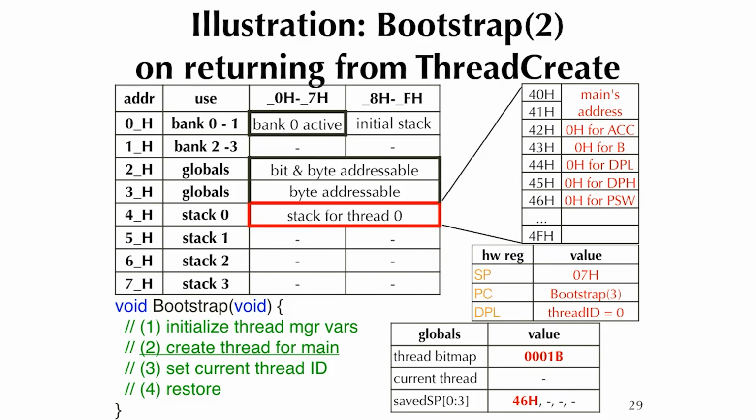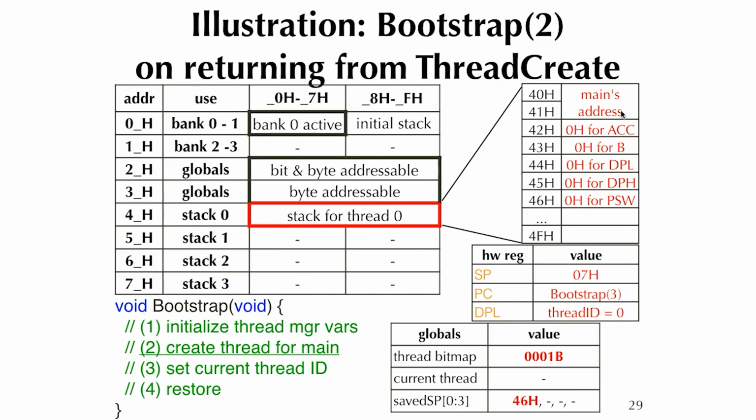So then, inside create thread, what does it have to do? Well, it needs to set up the context. Create thread is using this initial stack. But what do we have to do? We need to put the initial values for ACC, B, DPL, DPH, and PSW on the stack. And then also, after these get restored, what the stack has left is main's address. Then we can do a return to main.